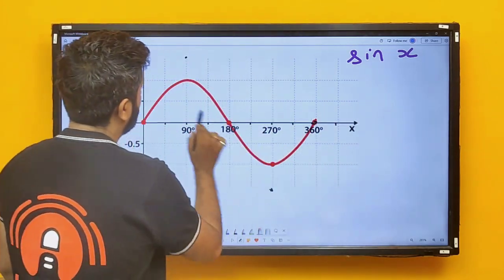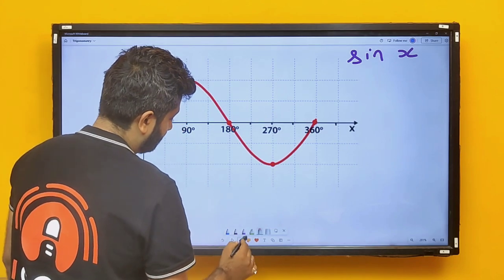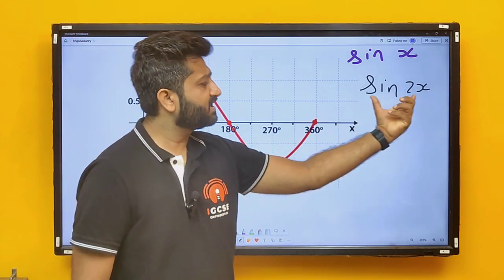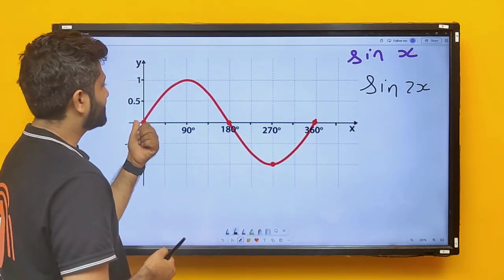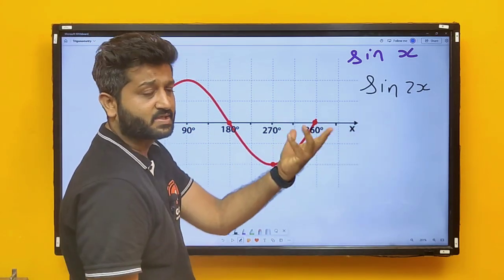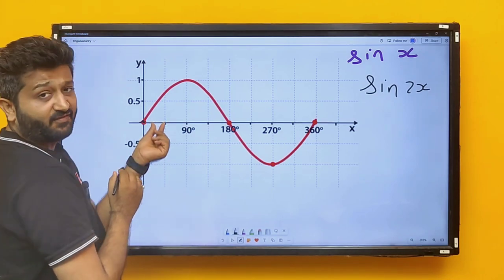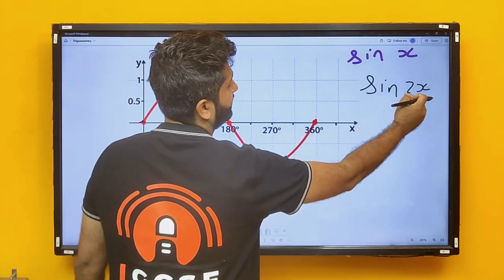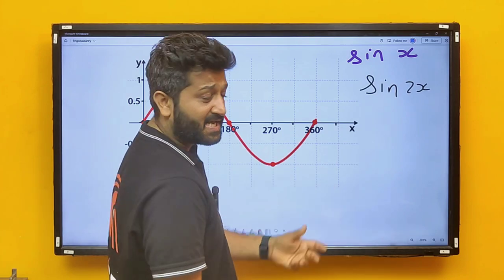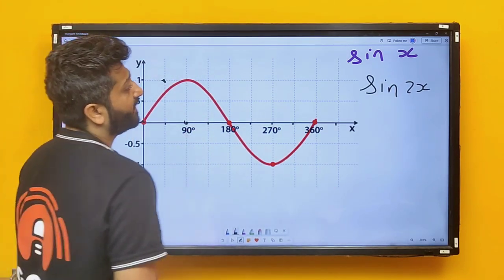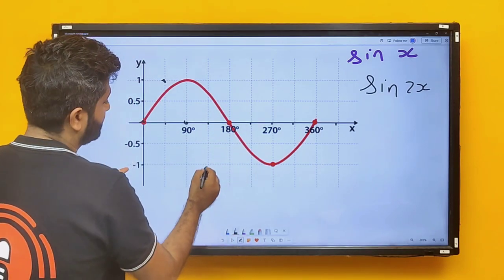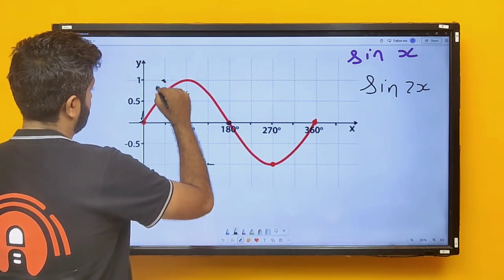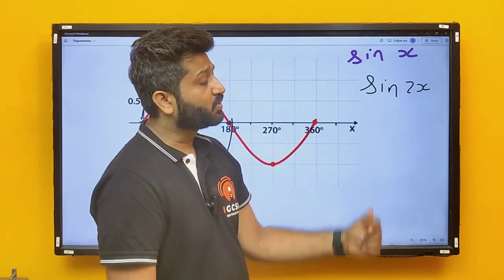Now sometimes they also tell you to plot the graph of sine 2x. Let us see how we draw the graph of sine 2x. Let us take x as 0. So 0 into 2 is 0, and sine 0 is 0. Then 45: 45 into 2 is 90, sine 90 is 1. Then 90: 90 into 2 is 180, sine 180 is 0. Then 135: 135 into 2 is 270, sine 270 is negative 1. And 180, into 2, is 360. So this is what my graph of sine 2x would look like.